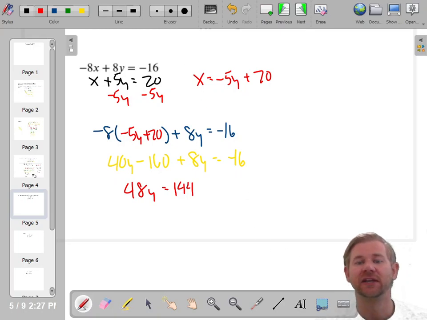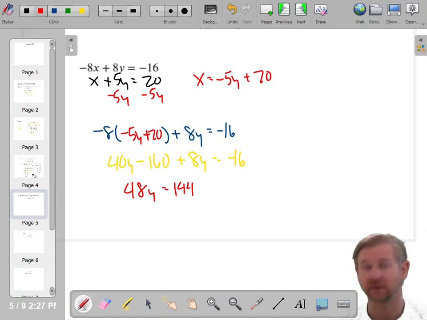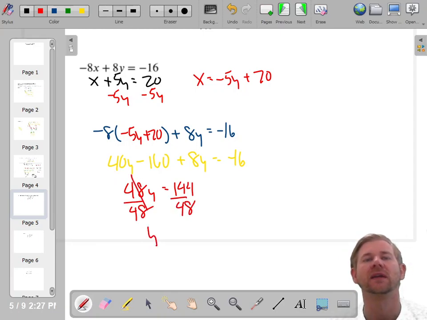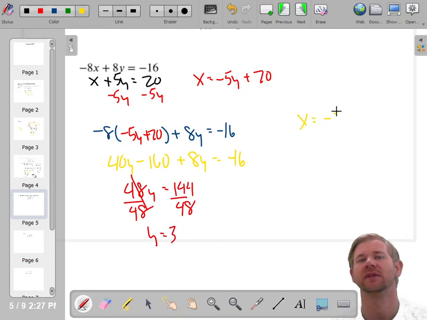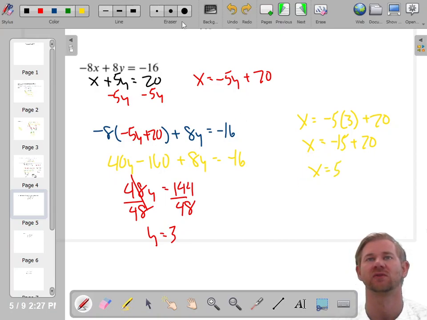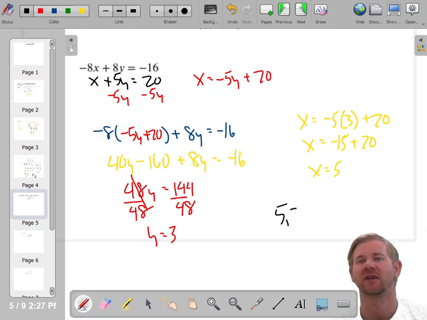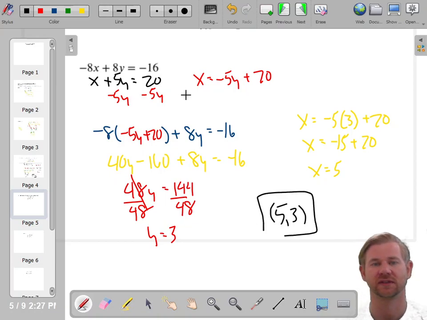Now, the last thing you need to do, divide both sides by 48. There you go, y equals 3. Nice. Come back up here. X equals negative 5 times 3 plus 20. Negative 15 plus 20, x equals 5. So as an ordered pair, let's say 5, 3 is the solution to the system.